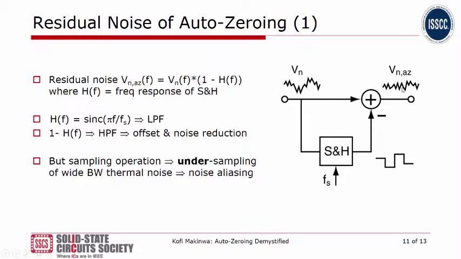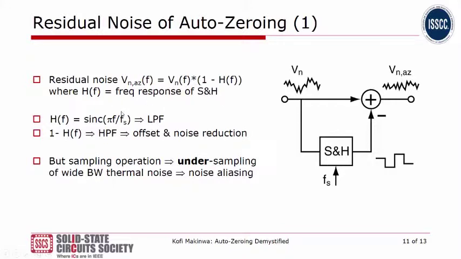And the output noise is the result of sampling this input noise and subtracting it from that noise, getting a smaller noise signal. At least that's what you hope. Mathematically, you can express the output noise as being the input noise multiplied by a transfer function, which is 1 minus H(f). H(f) is the frequency response of the sample and hold filter. What is this H(f)?